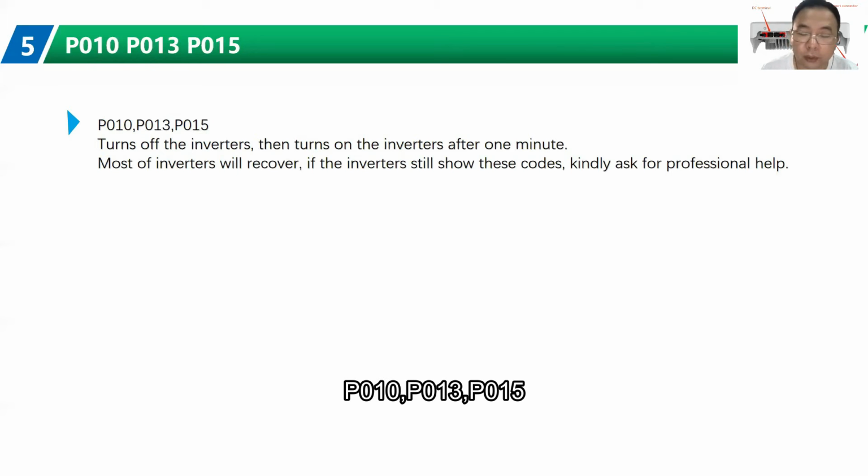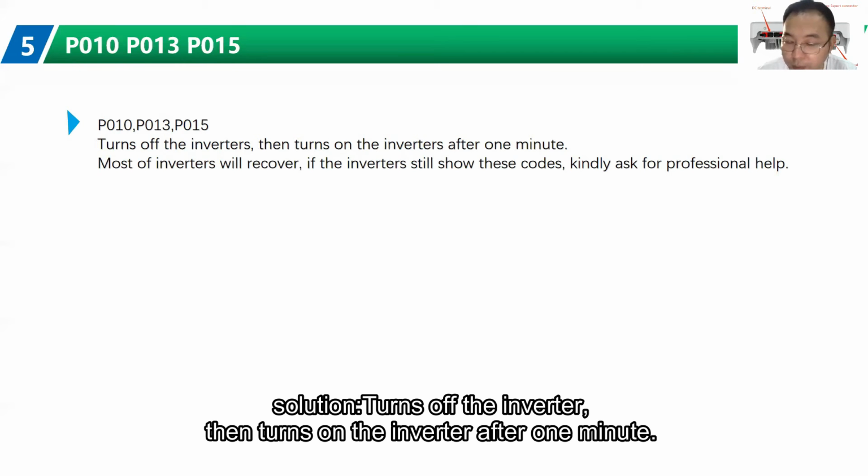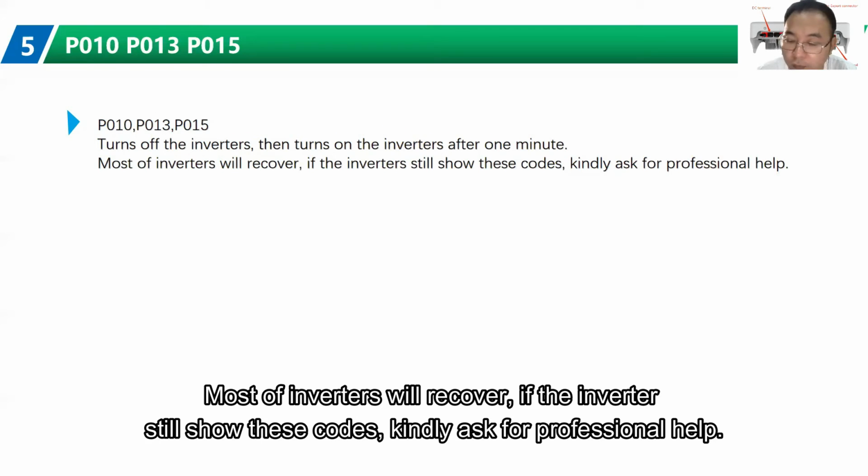P010, P013, P015. This code means the inverter is in protection and will recover itself later. The solution for it: turn off the inverter, then turn on the inverter after 1 minute. Most of the inverters will recover. If the inverter still shows this code, kindly ask for professional help.